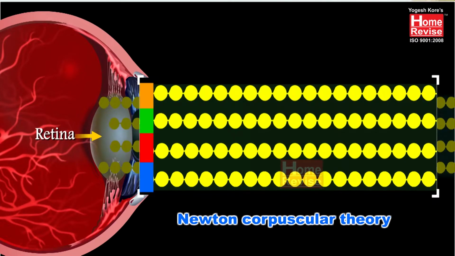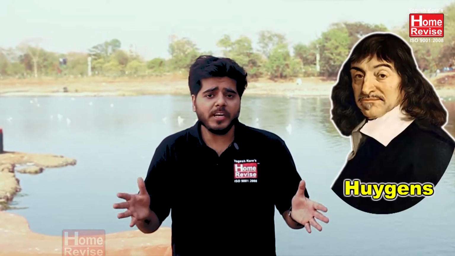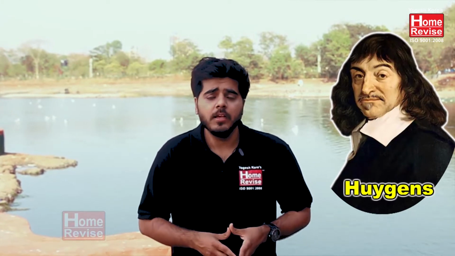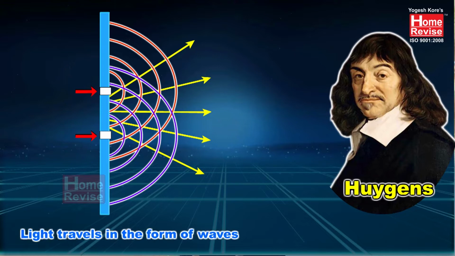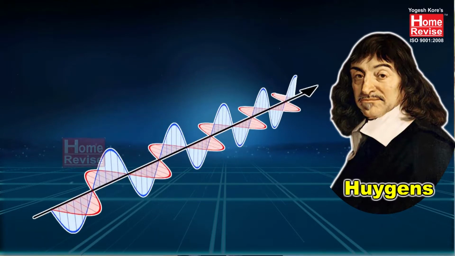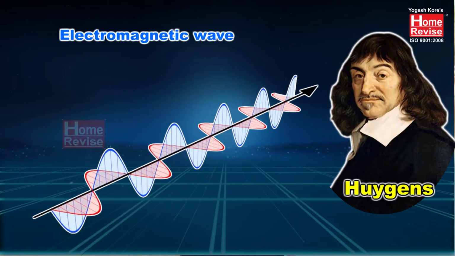In that theory, he said that light travels in the form of tiny little particles, and he named these particles corpuscles. But later on, a scientist named Huygens postulated another theory. According to Huygens' wave theory of light, light doesn't travel in the form of particles, but in the form of waves. And later on, he said light travels in the form of electromagnetic waves.